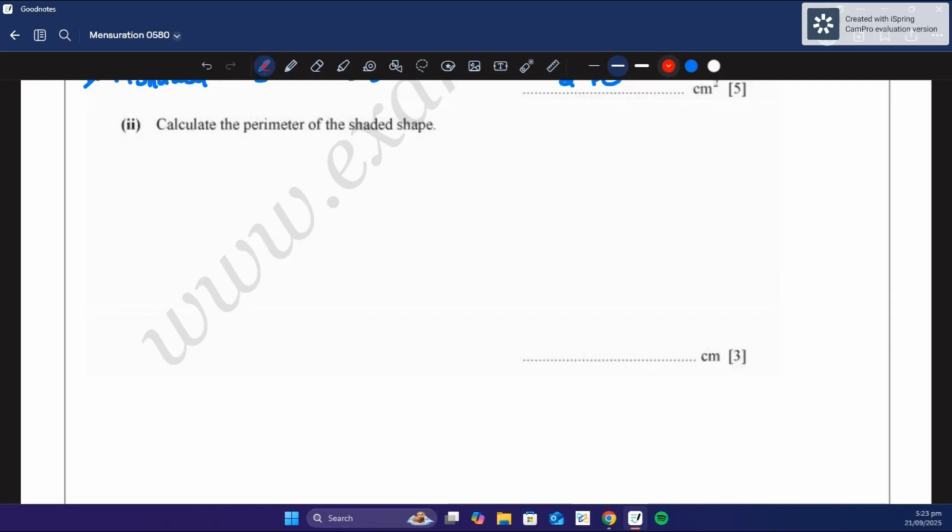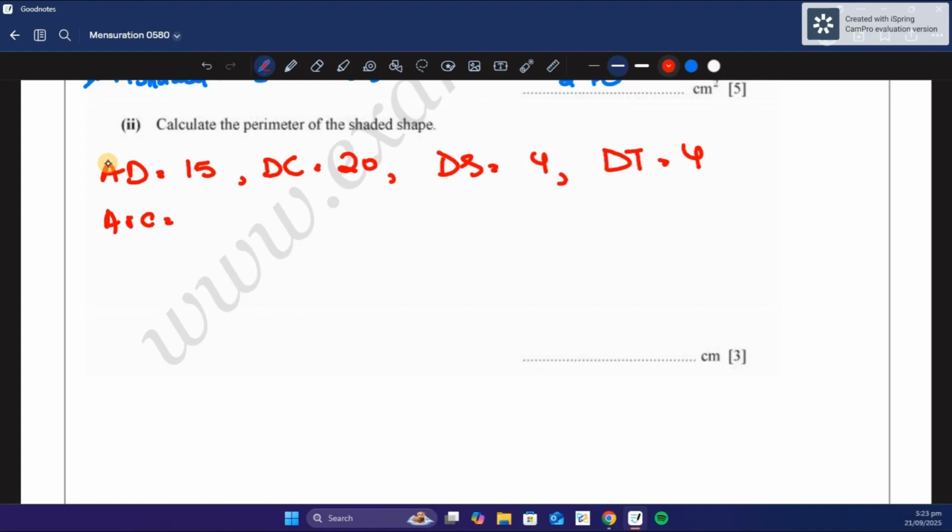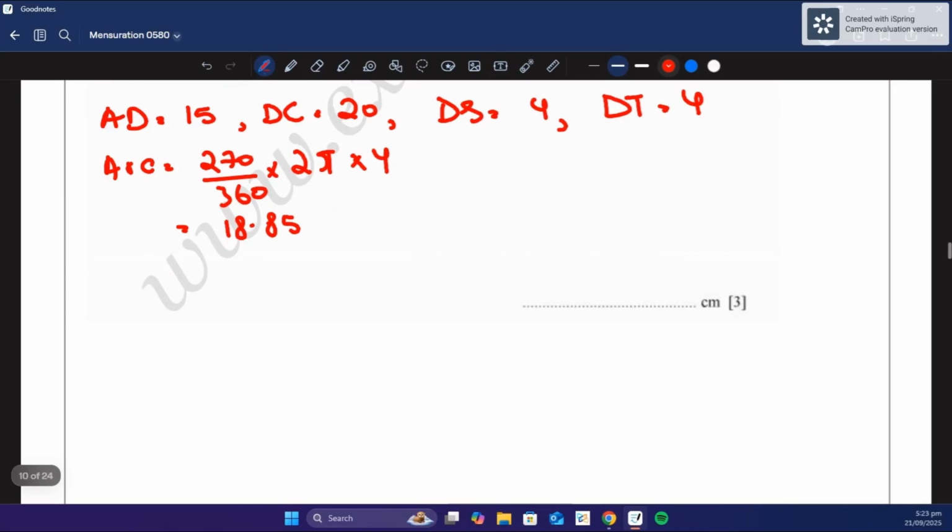Okay, so AD is, as you can see from the question, 15, DC is 20, DS is 4, DT is again 4. These all are given, and as for the arc, it would be 270 over 360 into 2 pi into the radius, which is 4. This would give us 18.85. Now we're simply going to add all of these values and this would give us the perimeter.